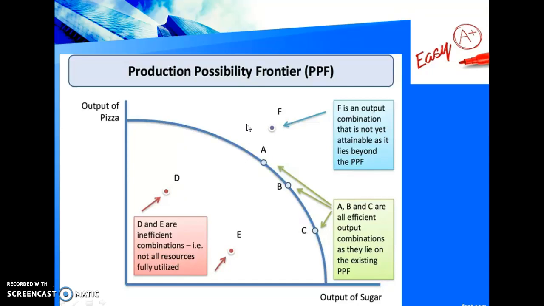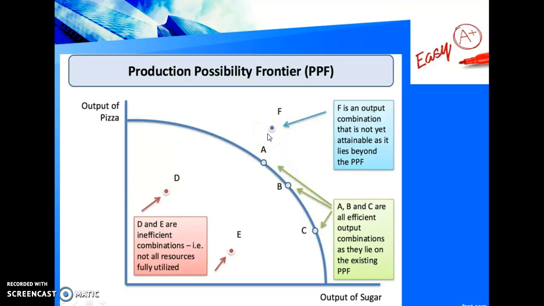Now, scarcity. Remember, scarcity is where we have unlimited wants with limited resources, right? So point F would be scarcity. Point F is depicting scarcity. Why? Because the country has limited resources, it cannot reach this point, right? So this point is depicting scarcity, right?